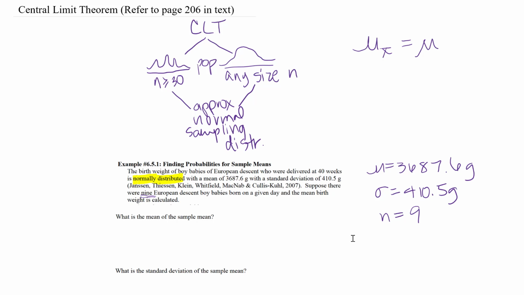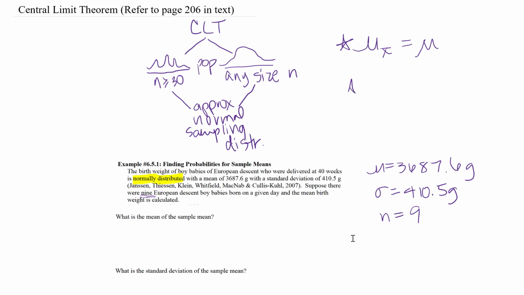It will be the population of every boy baby in the hospital, and the population mean would be equal to the mean of every combination of 9 babies. I hope that makes sense, but just know that it is equal to the population mean. So if they're asking you for the mean of the sample mean, it's the same as the population mean.